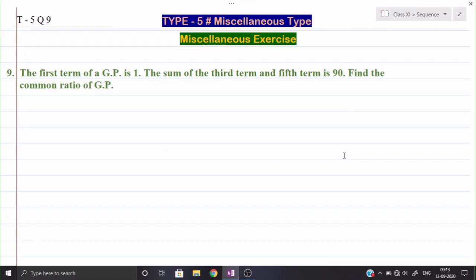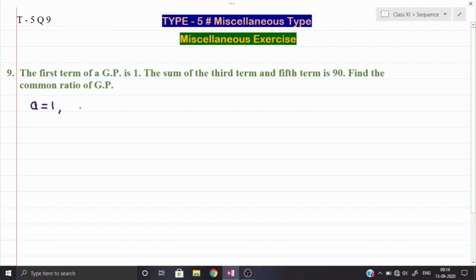In this question, we are doing questions which will be either from AP or from GP. Since we are doing miscellaneous, the questions will be given in a mixed form. Here the question is from GP. They are saying the first term of the GP is 1. So here we shall first write down the given things. We are given that a is equal to 1.